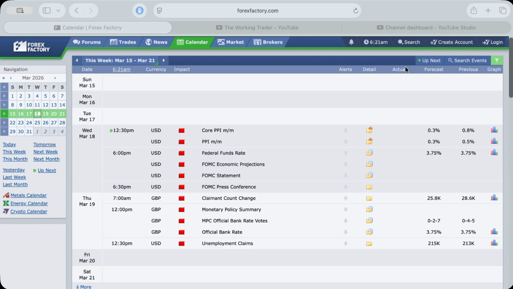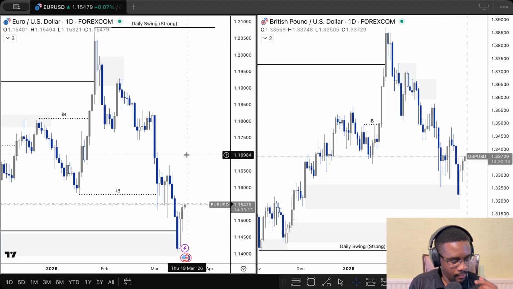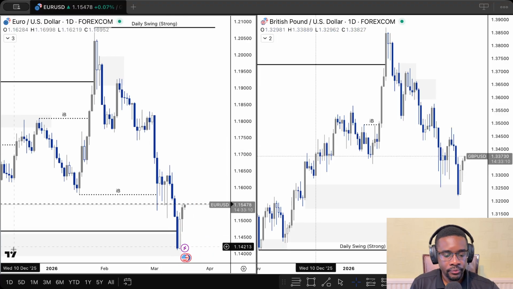So let's jump right into Forex Factory. Today is Wednesday, and we have high impact news. We have the core PPI, the PPI, and then the federal funds rate later on in the evening. So we're expecting maybe some high volatility on the US dollar pairs today. Let's look at the charts and see what we can expect going forward.